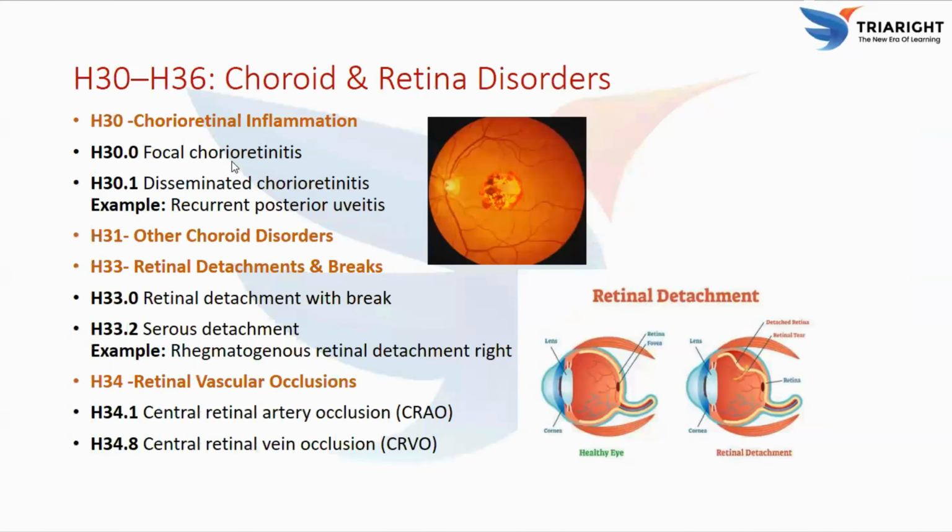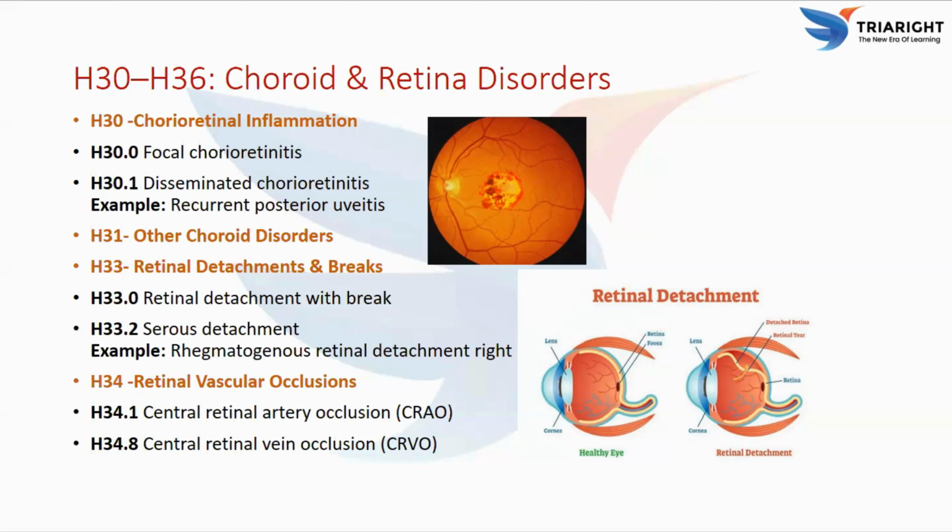So the next category is H30 to H36, choroid and retina disorders. So we have already discussed this choroid and retina anatomy in the anatomy session. So the choroid is the vascular layer which lies between the retina and sclera, whereas the retina is a light-sensitive layer present at the back of the eye, which is responsible for vision. So disorders affecting these layers can cause serious, often sudden vision problems.